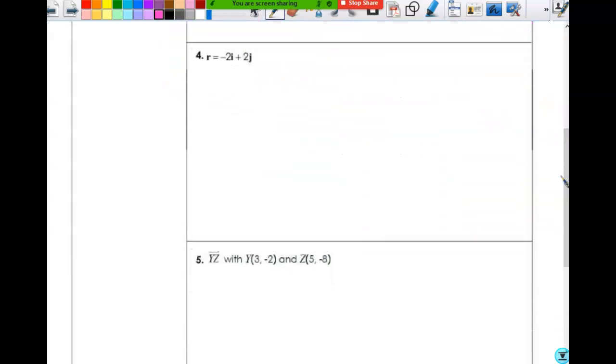I have this in a linear combination, but I would really rather it be in component form to do everything. So this is super easy. Don't overthink it. What would the component form of this vector be? Negative 2, 2, exactly. Okay, there's my component form. So go ahead and find the magnitude.